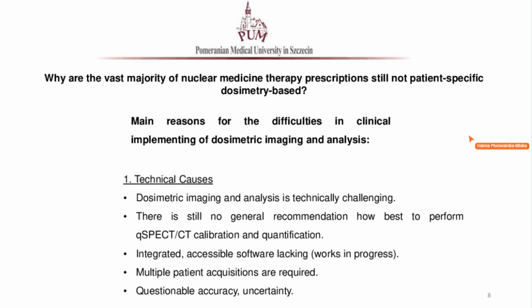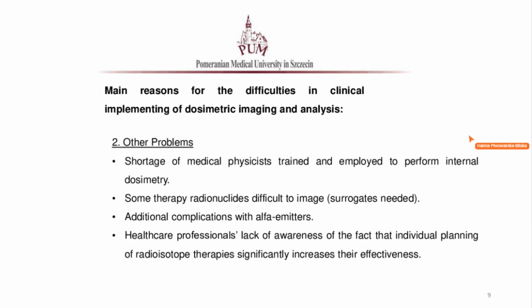We have 2 gamma camera SPECT CT, and multiple scanning of a patient is very time consuming. And last but not least, regarding technical causes, the accuracy is still questionable. There are also some other problems that internal dosimetry is facing.